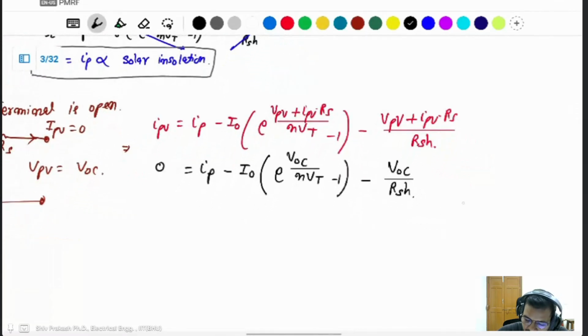Same thing, you can say the shunt resistor is very high with respect to the open circuit voltage of a cell. The open circuit voltage of a PV cell is approximately 0.6 volt because the silicon PN junction voltage is 0.6 volt.